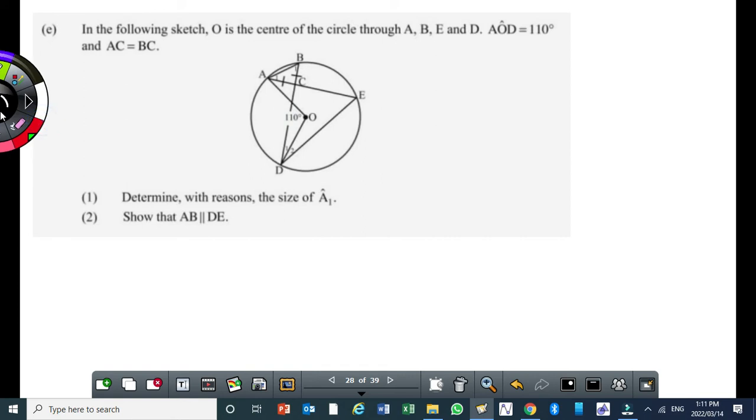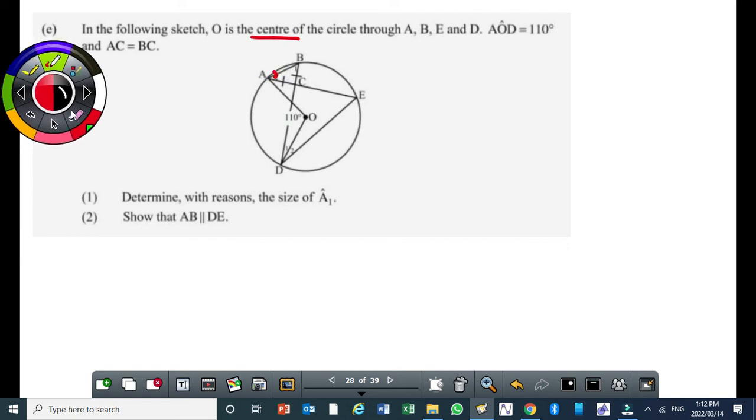Right, now we are doing question E. So in that sketch, again, there is a center, okay? The moment you see the word center or you see a diagram with a center, you must think about the center theorems. Then we are given that that angle there is 110, AC is equal to BC. So we need to calculate A1. Now A1 is this angle here.